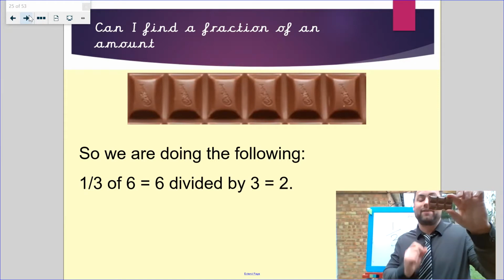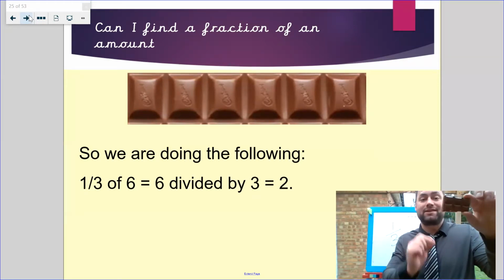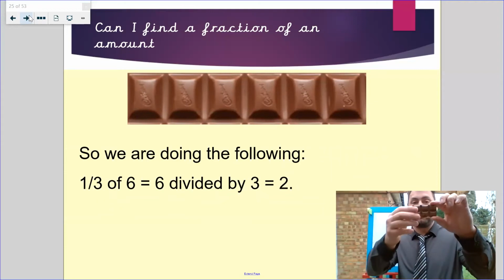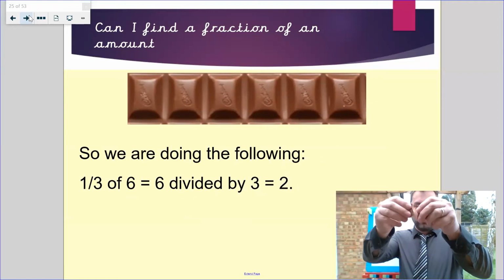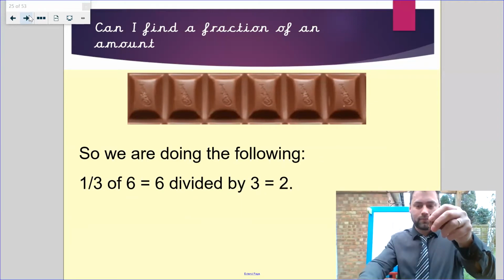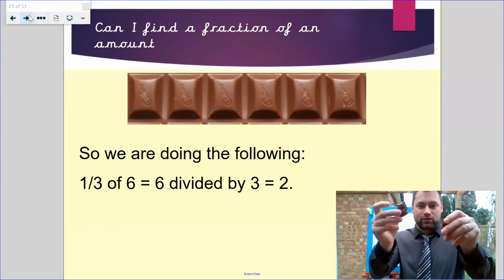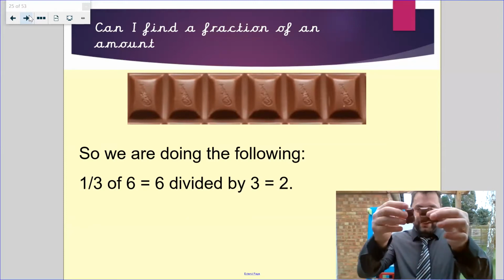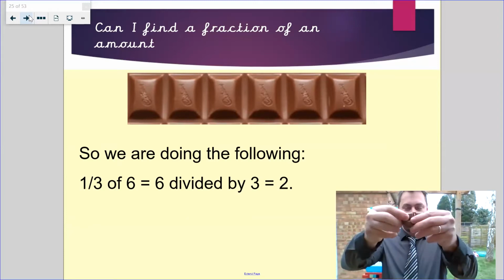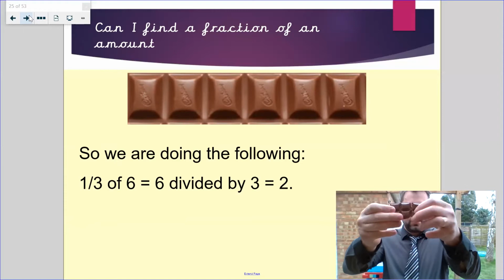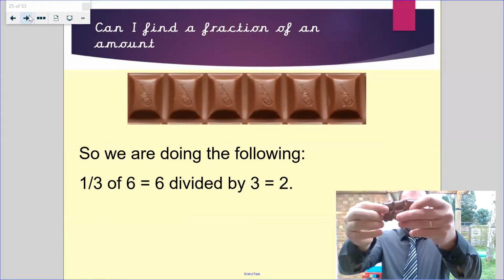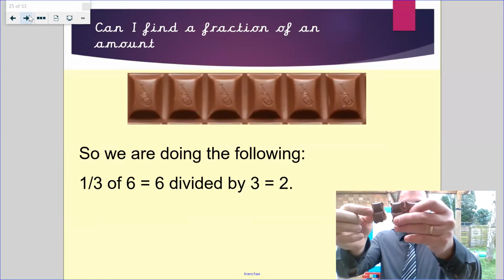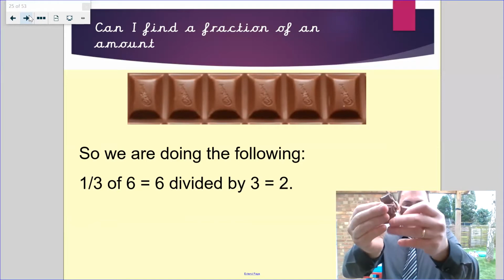And why do we do that? By dividing by 3. So 6 divided by 3 is equal to 2. So now let's break this into, that's 1, that's 2, and that's 3. I've now broken my chocolate bar into 3 equal parts. And how many bits of chocolate do I have in each of my thirds?